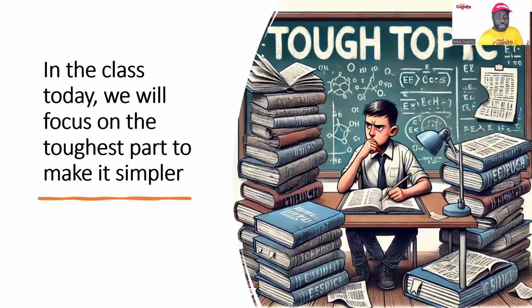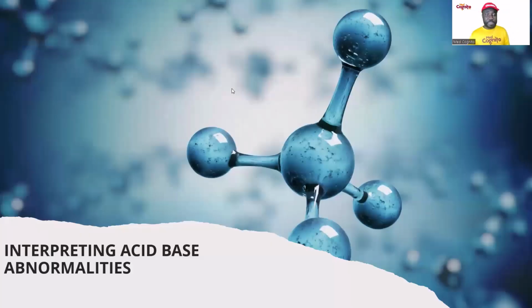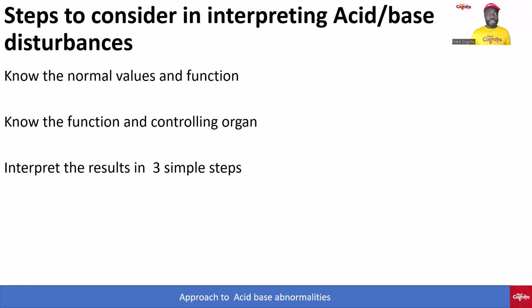In class today, we will focus on the toughest part to make it simpler: interpreting acid-base abnormalities for the QE1 exam. Number one, you just have to learn 3 steps. Just three. You tell me, Dr. Boni, is this true? Yes, just 3 steps.